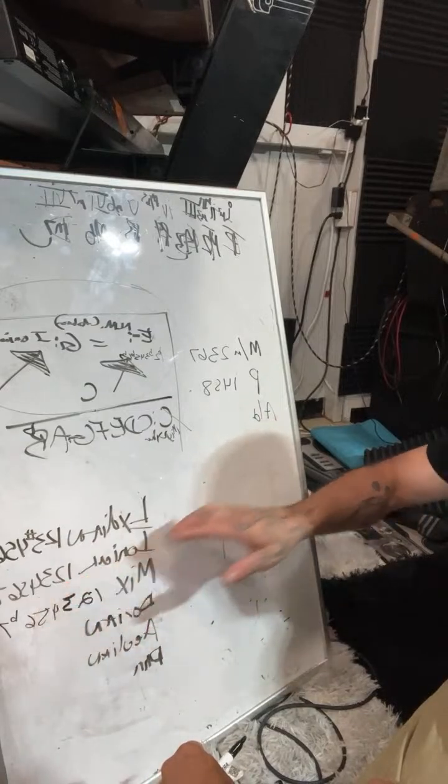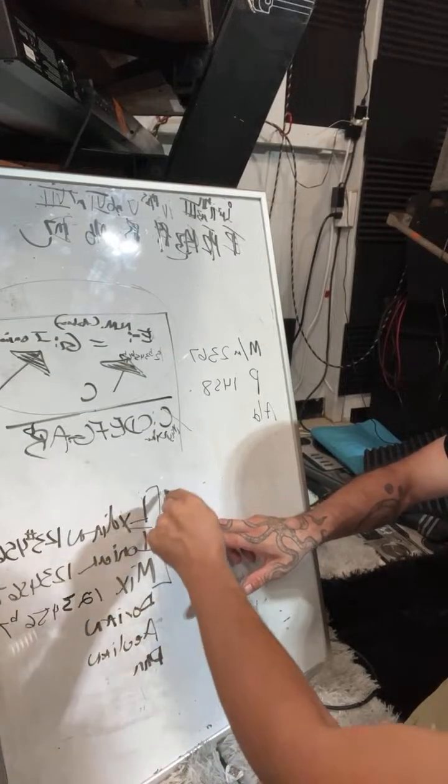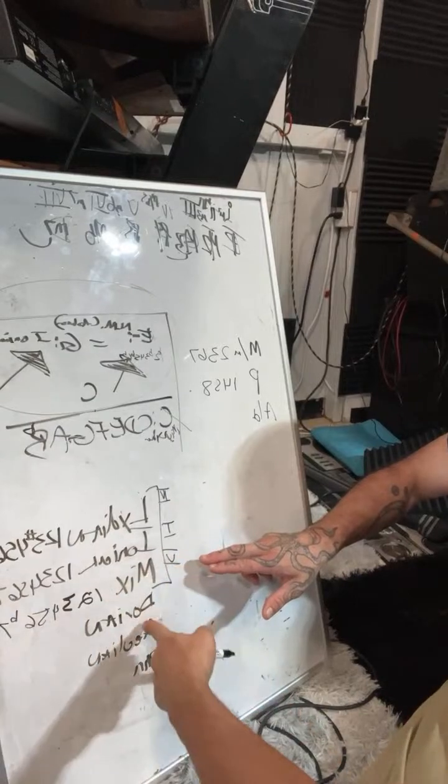This is nothing. This is sharp. These are all the major modes. This is the 4 chord. This is the 1 chord. This is the 5 chord. Dorian is the 2 chord.